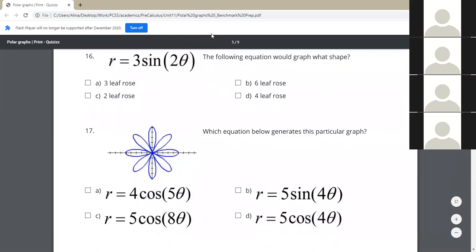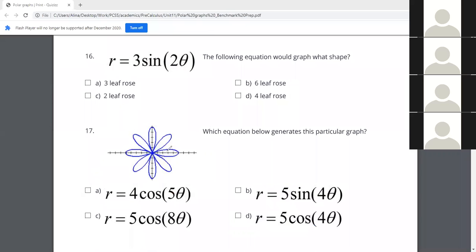Question 17. Let me count how many leaves are there. 1, 2, 3, 4, 5, 6, 7, 8. Since it's an even number, the number in front of theta has to be 4. But sine or cosine? Can anyone tell me what I should choose, sine or cosine? Cosine. Perfect. Why?